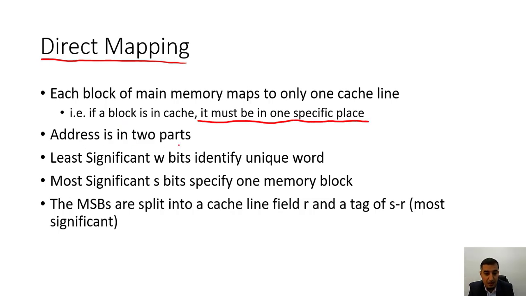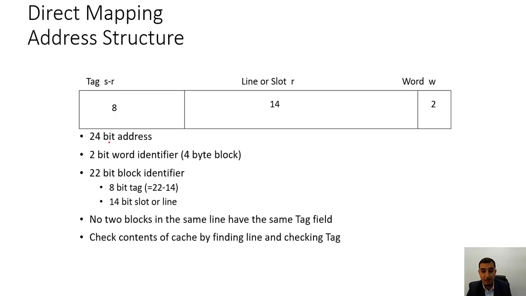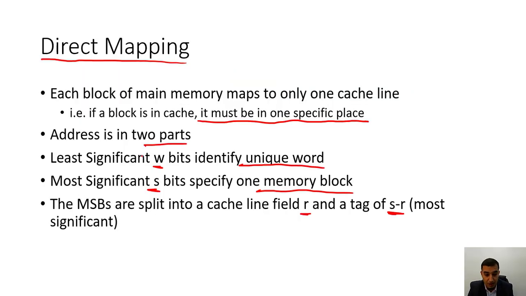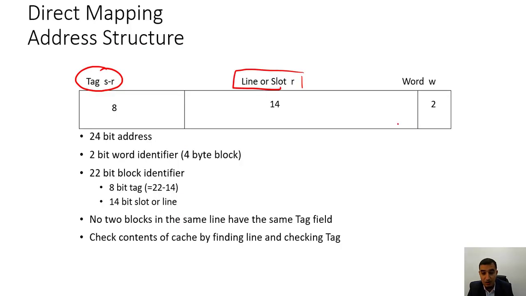Now, the address is two parts. The least significant W bits identify a unique word. The most significant S bits specify one memory block. The most significant bits are split into a cache line field, which is R, and a tag, which is S minus R, where S is the memory block. In other words, this is the whole thing. So the tag is S minus R. Then we have R, which is the cache line, S is the memory block, and W is the word identifier.